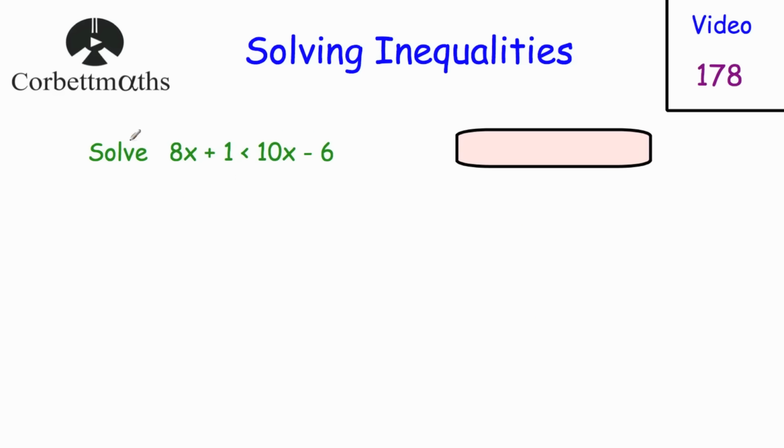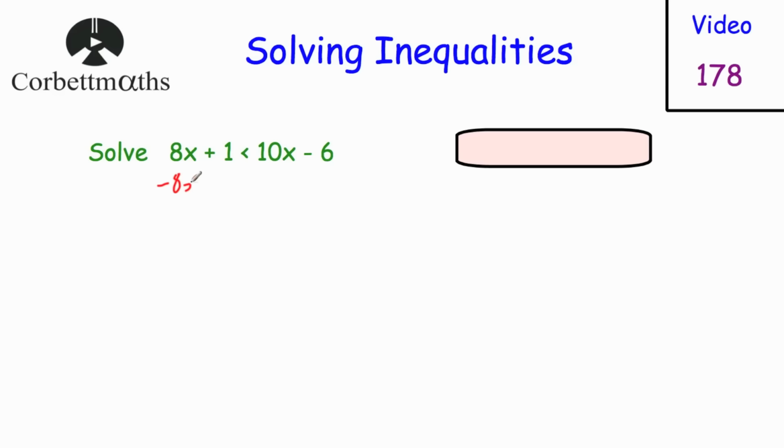Okay, let's have a look at our next question. This time we've got an inequality with letters on both sides. Remember, whenever we're solving equations with letters on both sides, we want to get rid of the lowest number of x's. So here we've got 8x plus 1 is smaller than 10x subtract 6. With this inequality, I'm going to get rid of the lowest number of x's, which is our 8x.